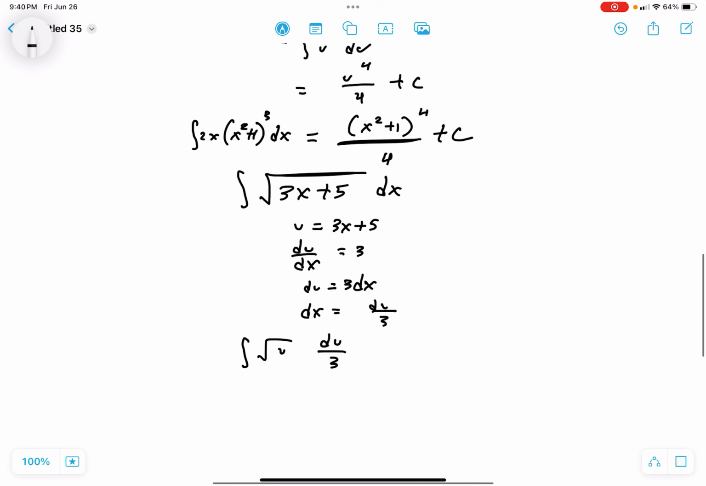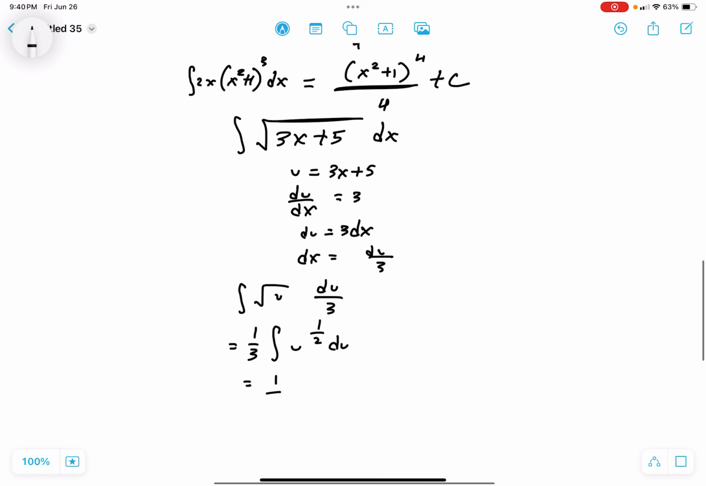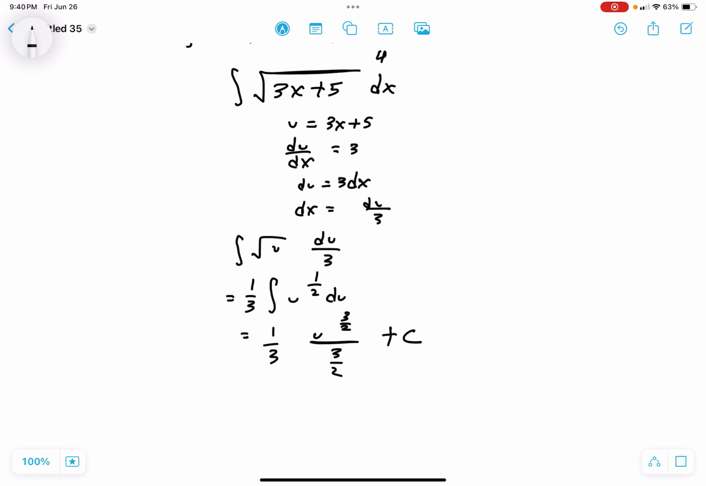And I can take out that 1/3 by the constant rule, so this equals 1/3 integral, and I'm going to rewrite this as u to the 1/2 du, so I can apply my power rule. So this equals 1/3 times u to the 1/2 plus 1, which is u to the 3/2 over 3/2 plus c. We're going to now include that plus c. You can do it at any time. And now when I simplify that, u to the 3/2 over 3/2, it's going to become 2/9 u to the 3/2 plus c.